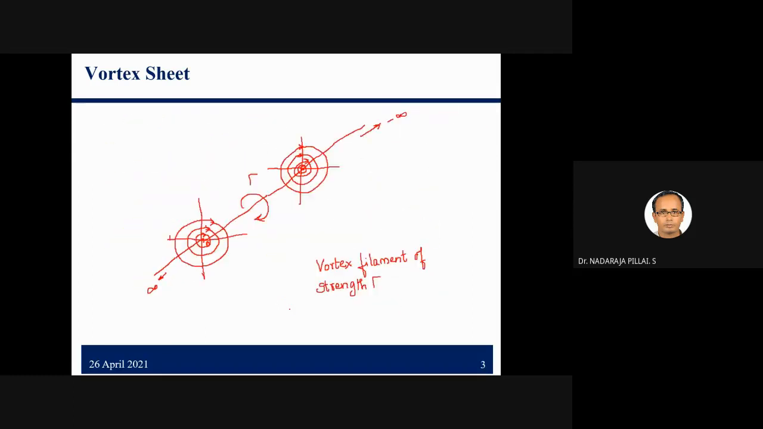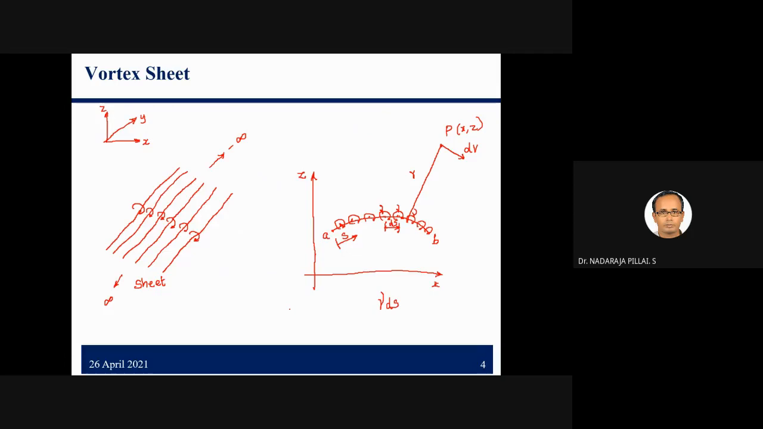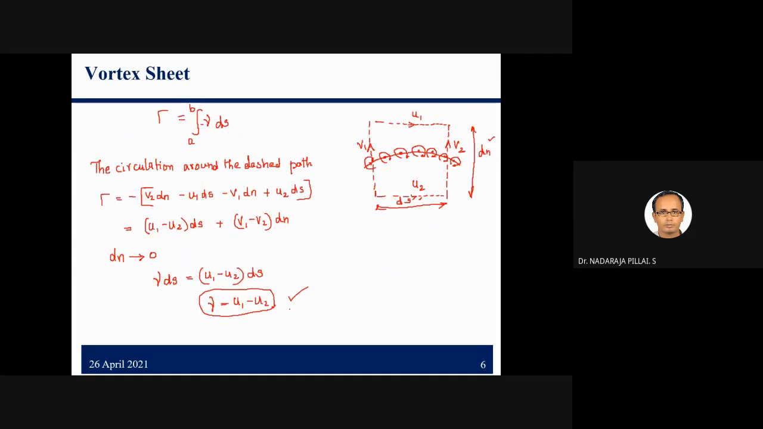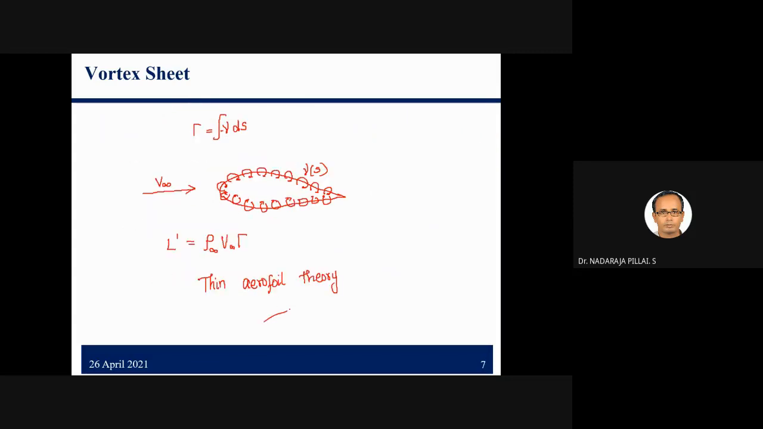So please remember, we started with the vortex filament, and then we had a vortex sheet. Then we derived the incremental velocity and incremental velocity potential. Then we considered a dashed path, and for that we calculated the gamma, and then we thought about how we can apply this to the whole airfoil, and we have arrived at this part.